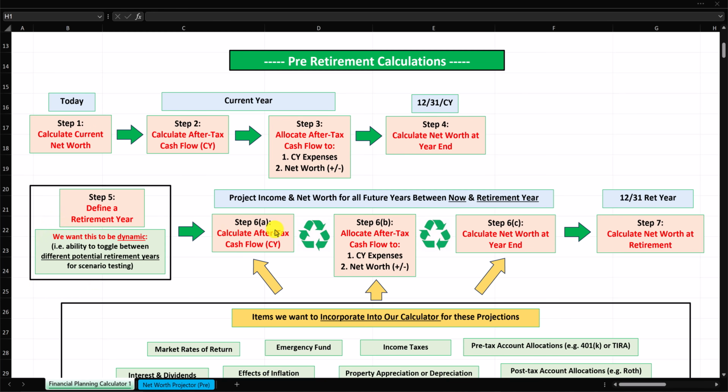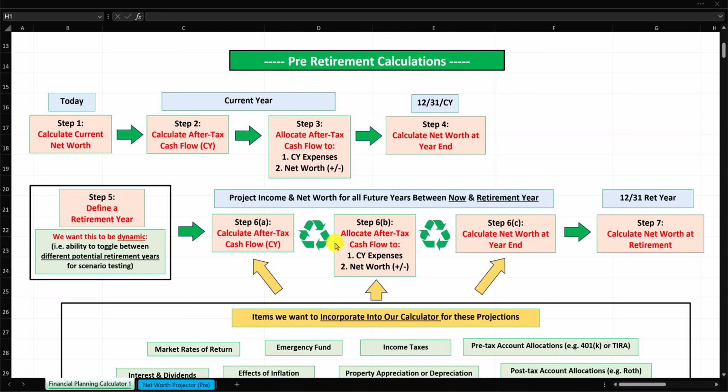Then in step number 6 over here, which I've broken out between 6A, 6B, and 6C, we're going to calculate our after-tax cash flow for the current year. And when I say current year right here, I mean we're going to be projecting our income and net worth for all future years between now, in other words, between this ending date right here, and whatever retirement year we have previously defined. So for example, if this is 12/31/2024 right here when we're starting our calculator, this would be the after-tax cash flow for 2025.